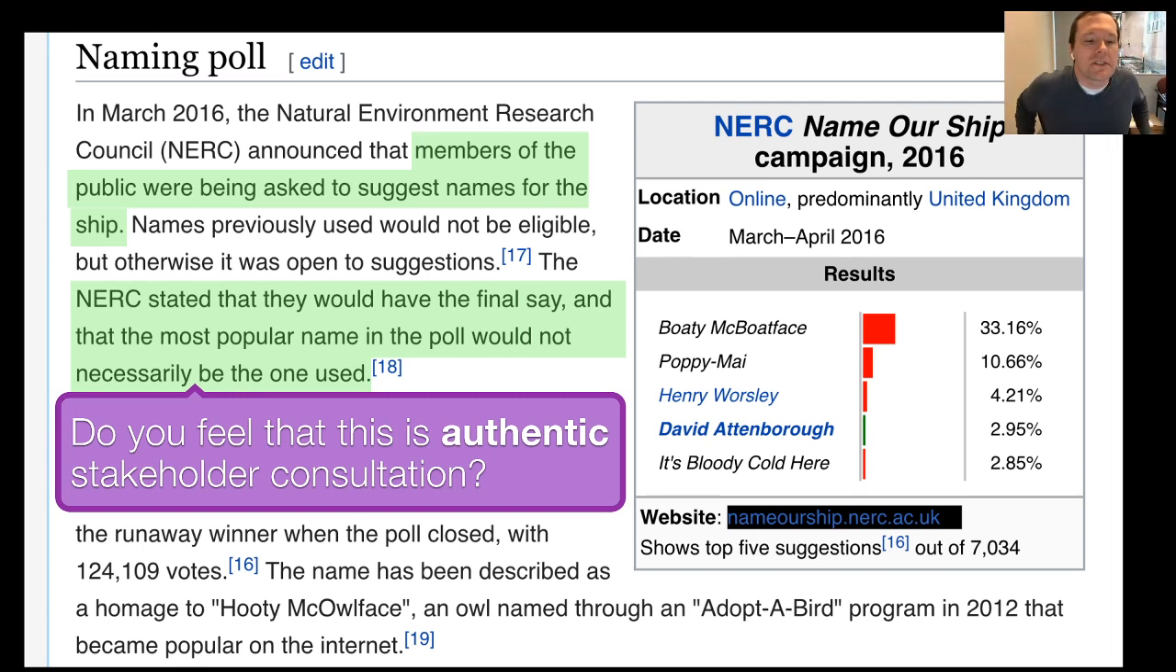I think it also depends. So this is the consultation to which stakeholders? Because in this particular case, it was an open internet poll, not British citizens, not those who had paid for or would be paying for the vessel, the underwater ROV. So authenticity aside, we're not even sure that the appropriate stakeholders were the ones being consulted.